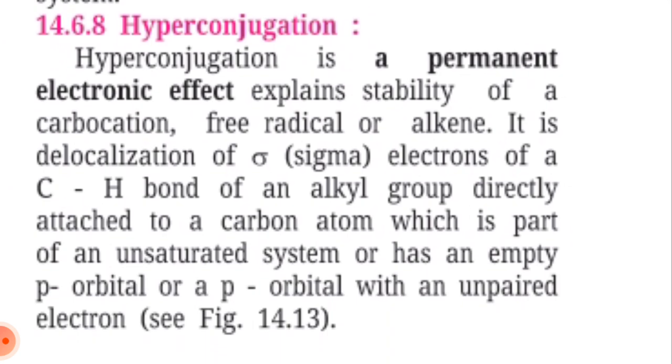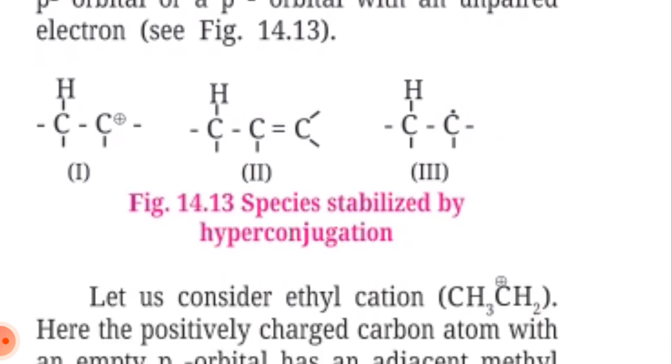Hyperconjugation. Hyperconjugation is a permanent electronic effect. It explains the stability of a carbocation, free radicals or alkenes. It is the delocalization of sigma electrons of a C-H bond of an alkyl group directly attached to a carbon atom which is part of an unsaturated system, or has an empty p orbital or a p orbital with an unpaired electron.